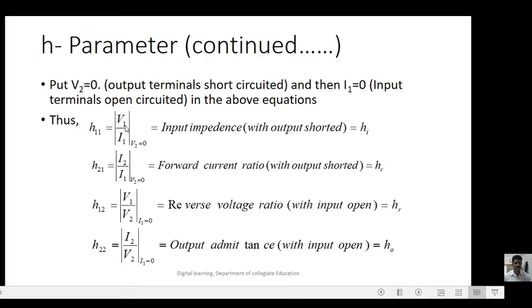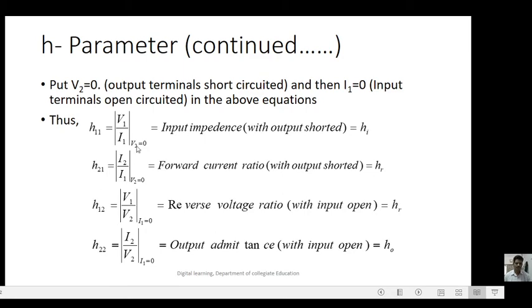Thus H11 is equal to V1 by I1 at constant V2 equal to 0, which is the input impedance with output shorted. So here the output port is shorted, therefore H11 is equal to HI. H21 is equal to I2 divided by I1 at V2 equal to 0, the forward current ratio with output shorted. This is known as HR.